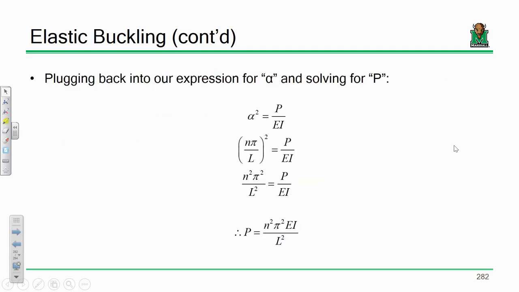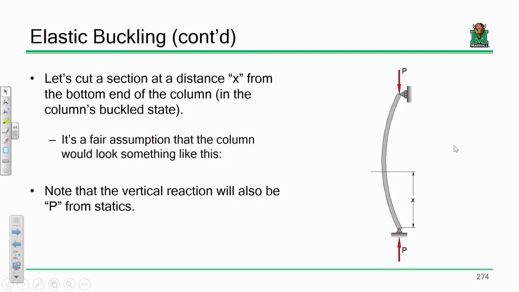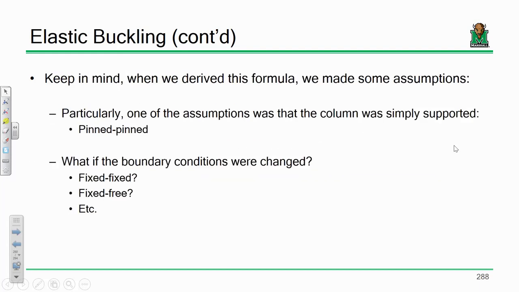If I go back a few slides, see. So here's our column, and when we assumed that it buckled, we assumed a pin-pin boundary condition. This is pinned, this is pinned. So what happens if those boundary conditions change? What if it's fixed on both ends? What if it's fixed and free, and what have you? So let me go forward a little bit. So what happens if the boundary conditions are changed?